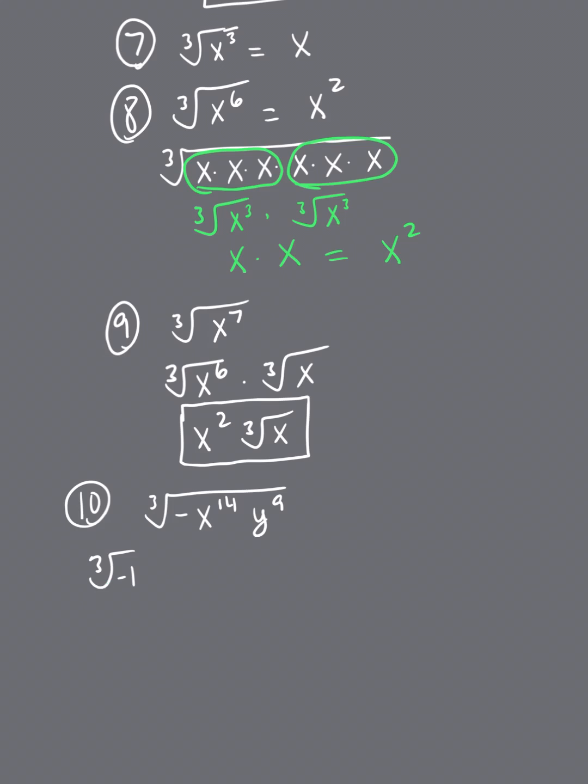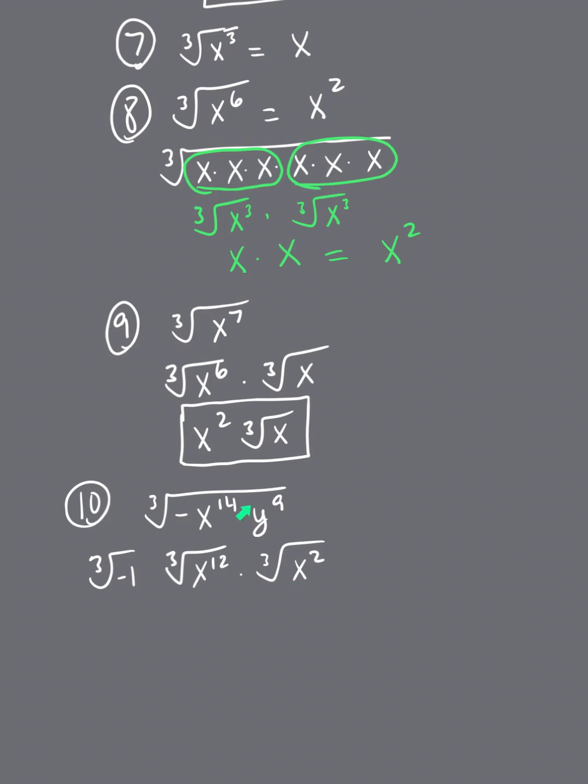And then, what is the closest but lower multiple of 3 in 14? 12. So we'll take the cube root of x to the 12th, which means that we still have 2 x's left over for our exponent of 14. That would be 12 plus 2. So x to the 14th, we have x to the 12th times x squared.